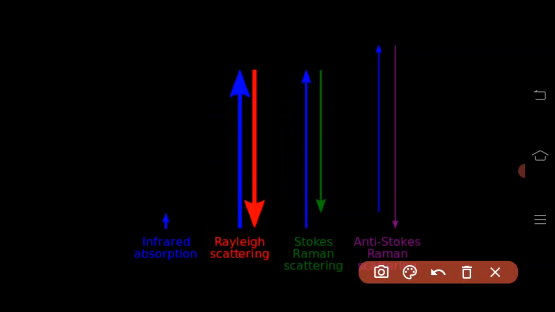In the second picture, the incident frequency is lower than the scattered light. That is known as Stokes-Raman effect. And in the third picture, the incident frequency is higher than the scattered light.